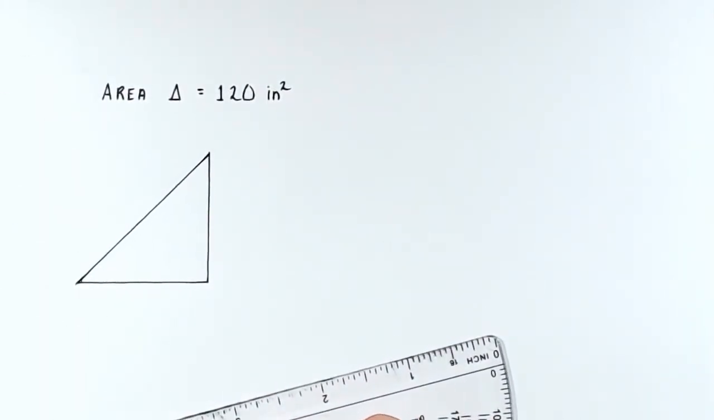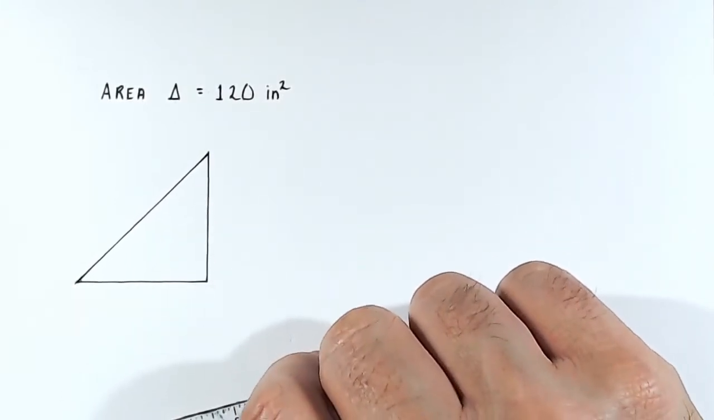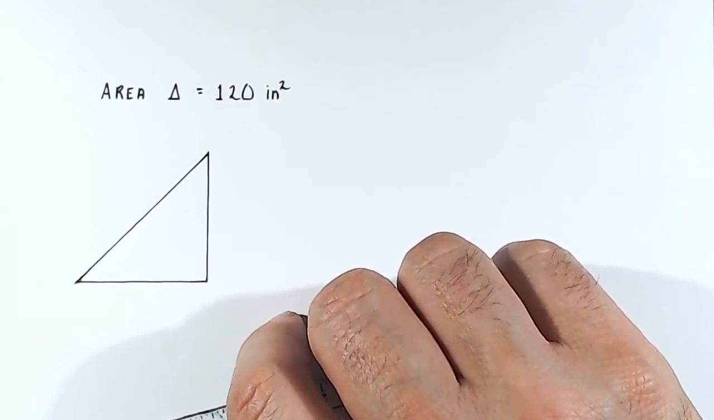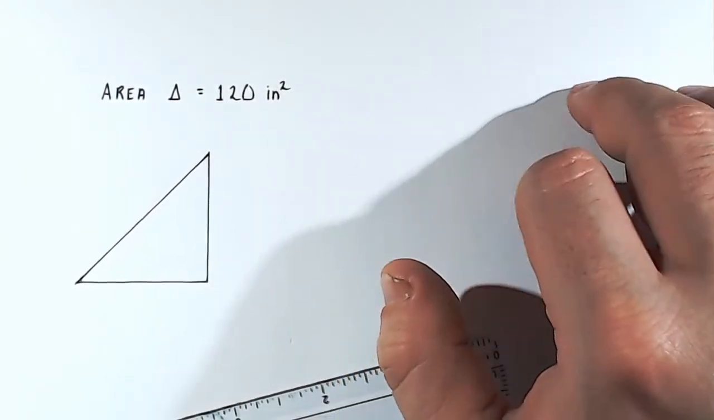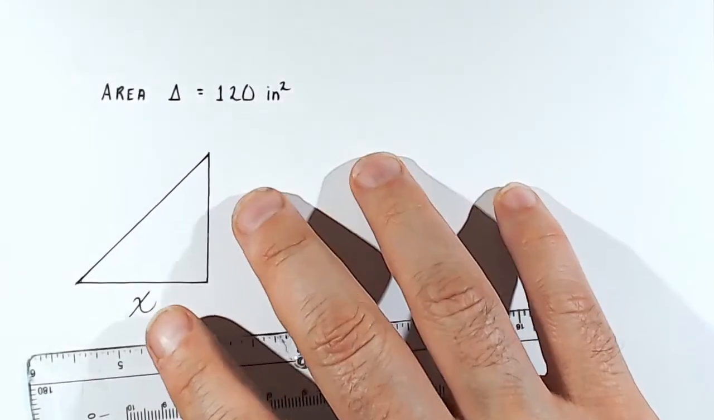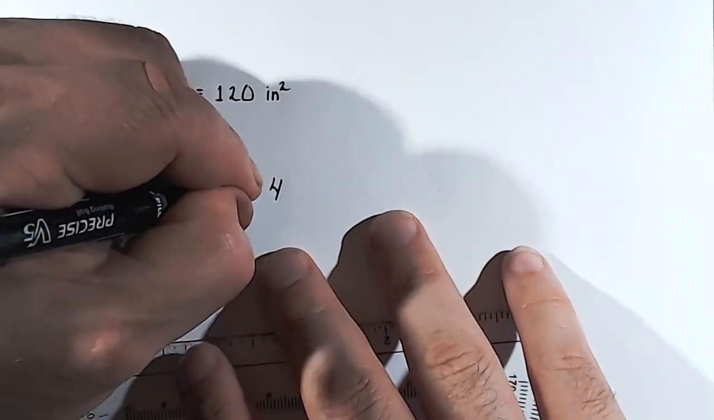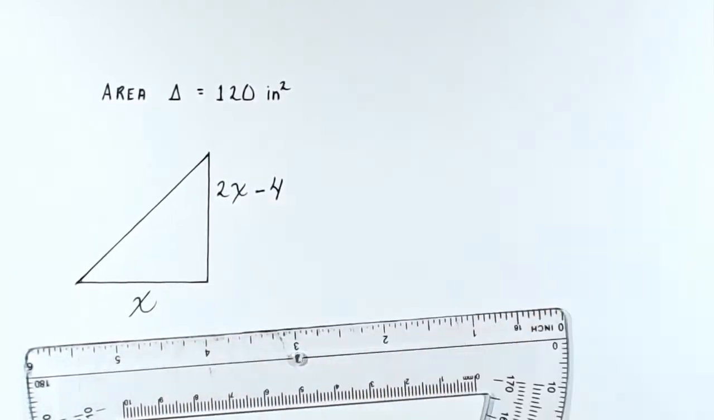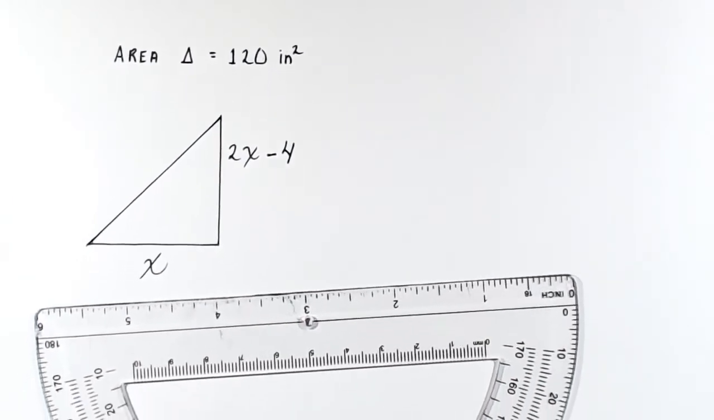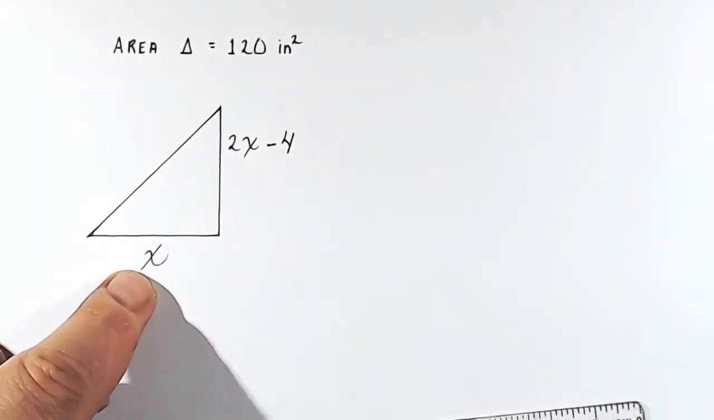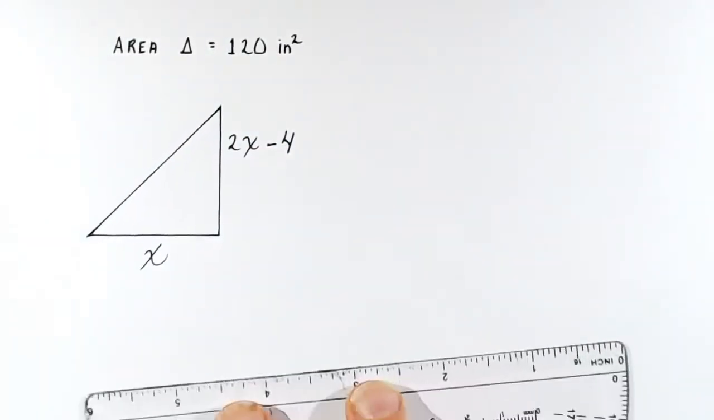We're told that the height of the triangle is 4 less than twice the base. So if the base is x, the height is 4 less than twice the base. Okay? So remember that the area of a triangle is base times height divided by 2. So let's just do it. This is the base, this is the height. We're going to multiply them together and divide by 2.